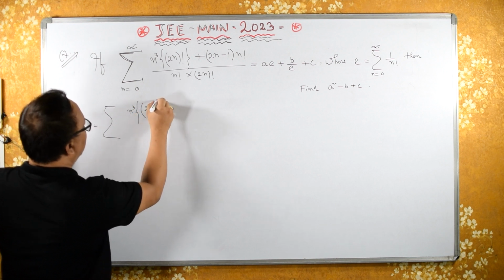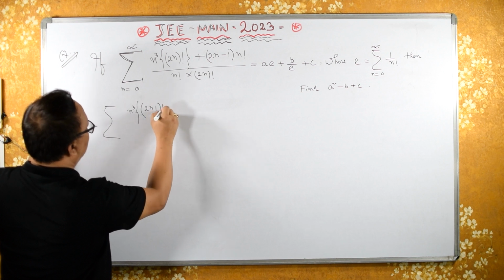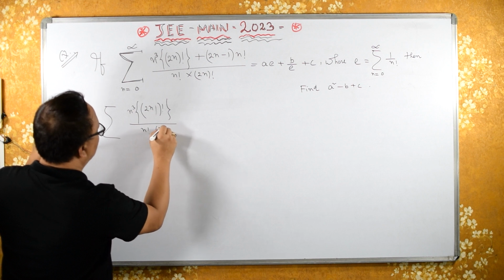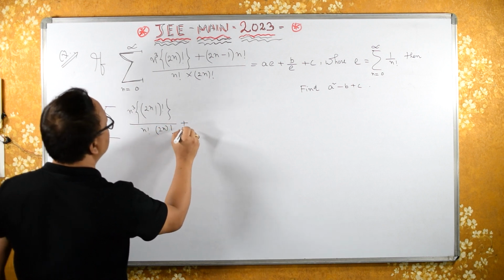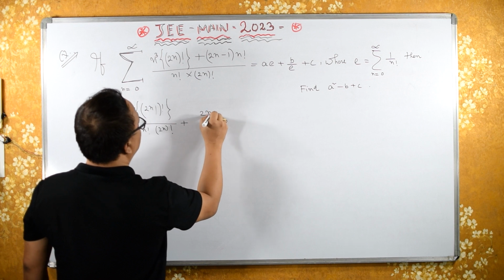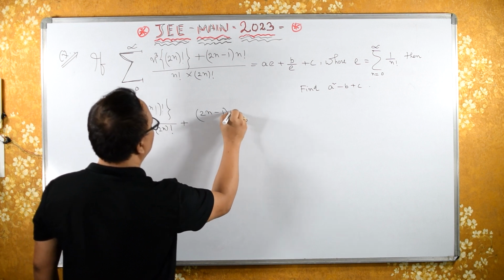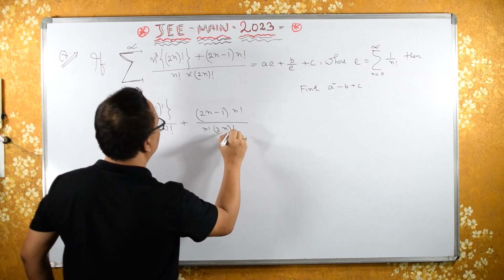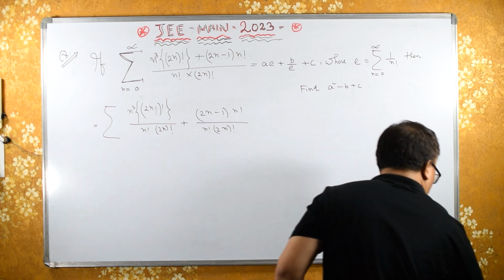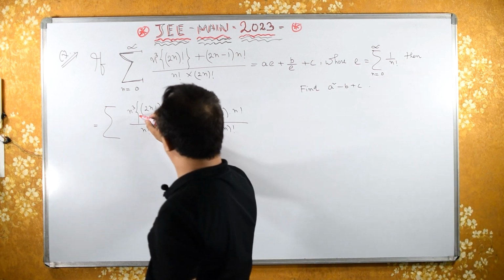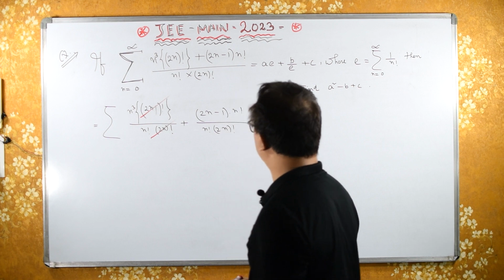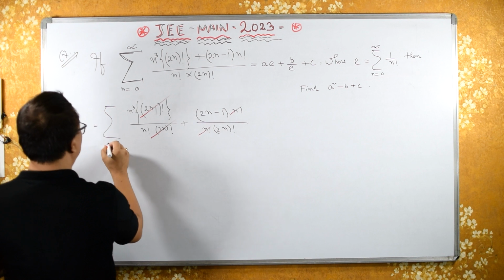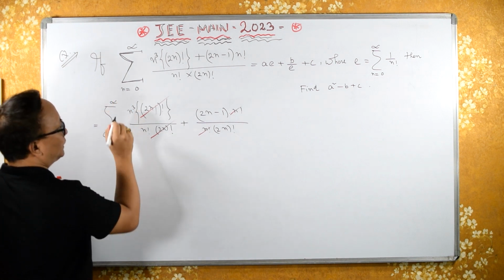Twice n factorial upon n factorial into twice n factorial plus twice n minus 1 into n factorial upon n factorial twice n factorial. Okay. Now here this twice n factorial and this twice n factorial get cancelled, as well as n factorial and n factorial. What summation is from n goes from 0 to infinity.